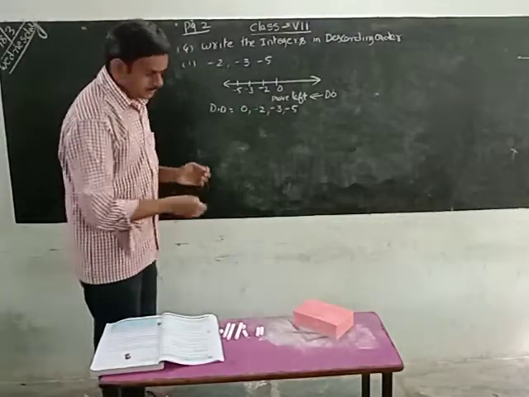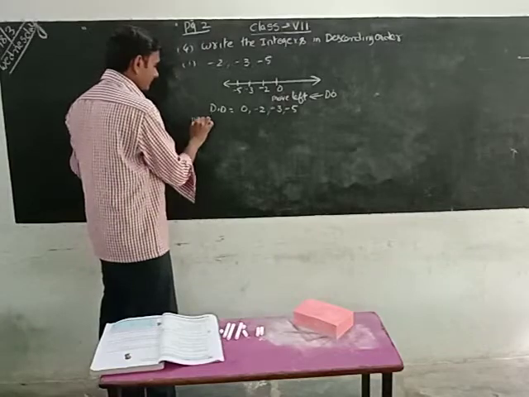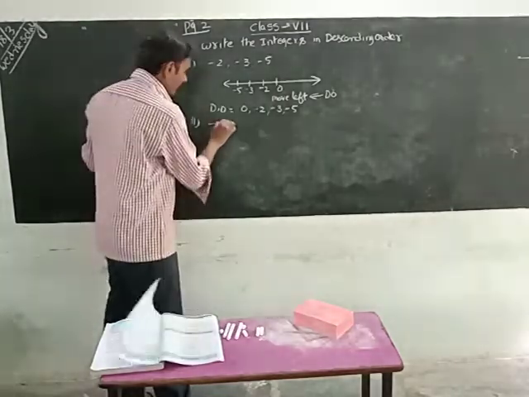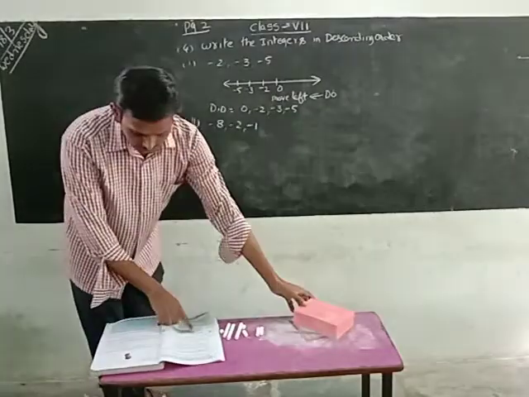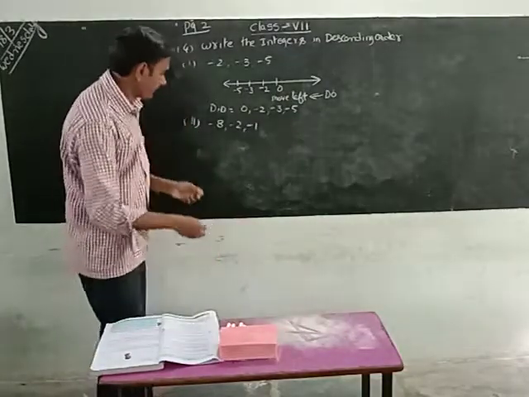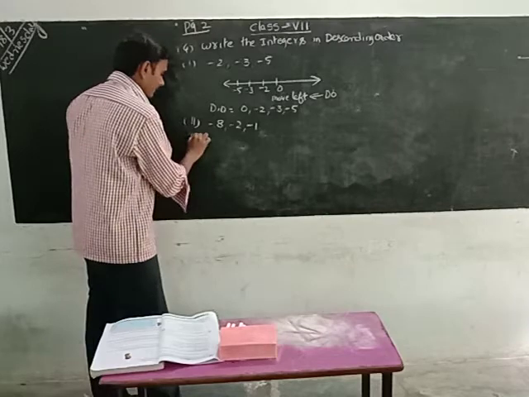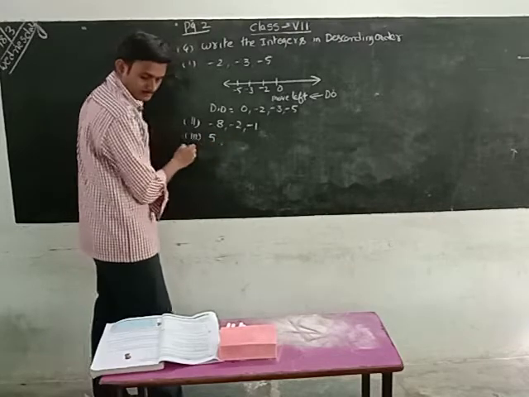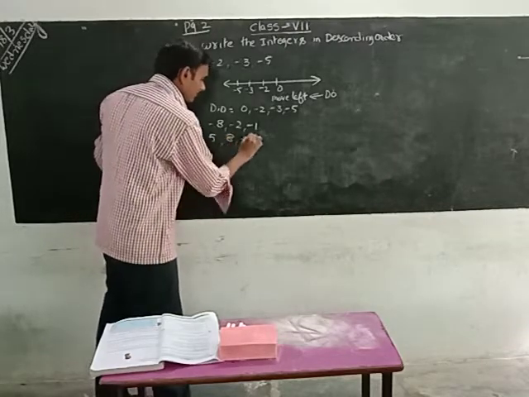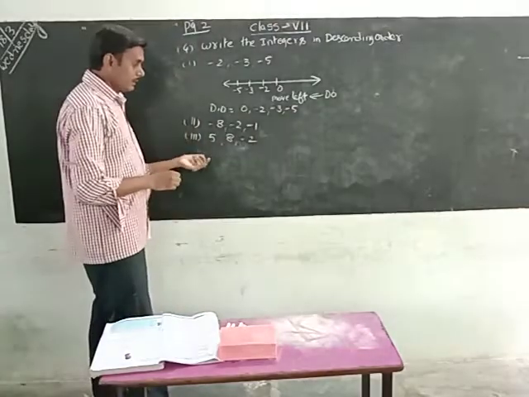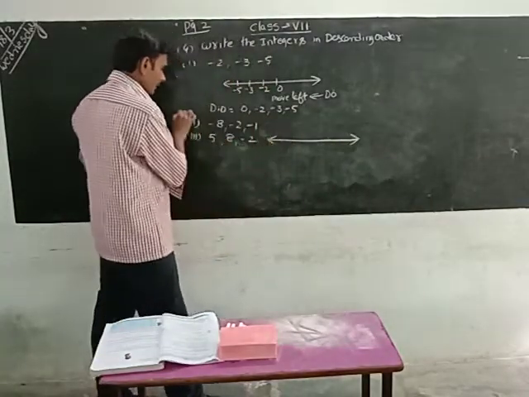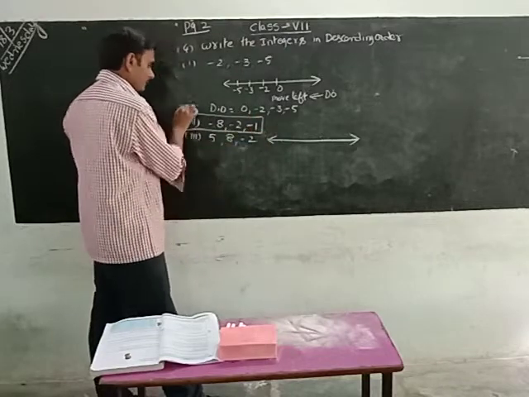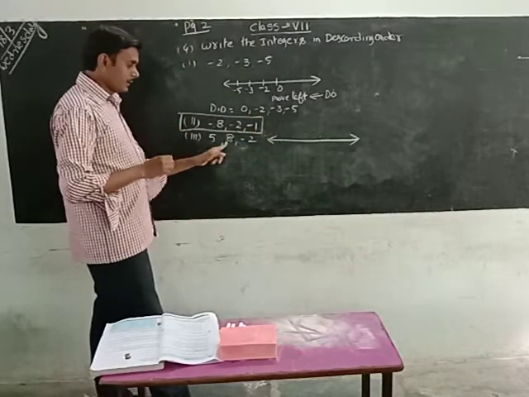The second one, do your own: minus 8, minus 2, minus 1. I will discuss the next one. Third one: 5, 8, minus 2. Arrange on the number line. Do this sum on your own. 5, 8, minus 2.